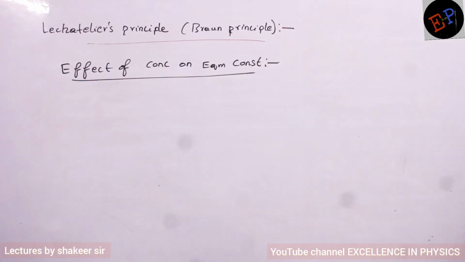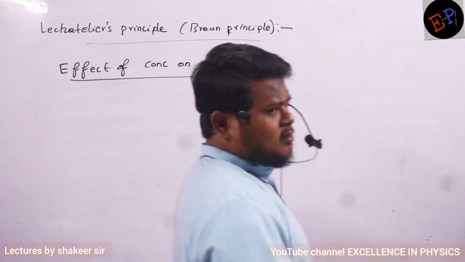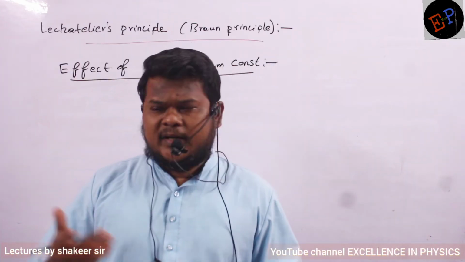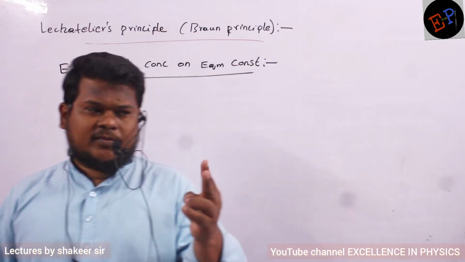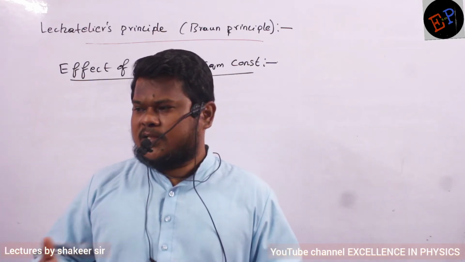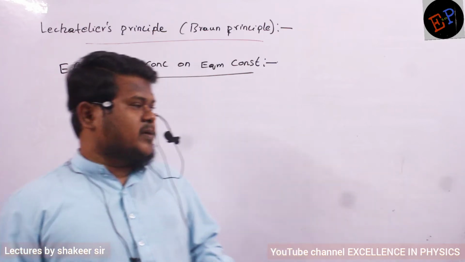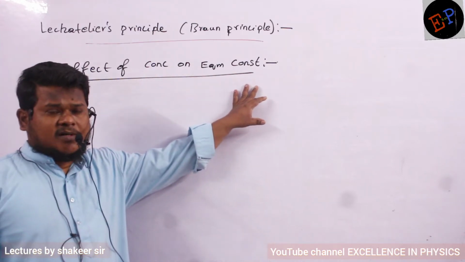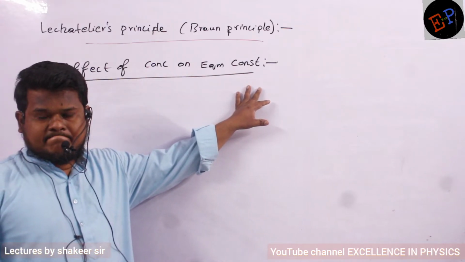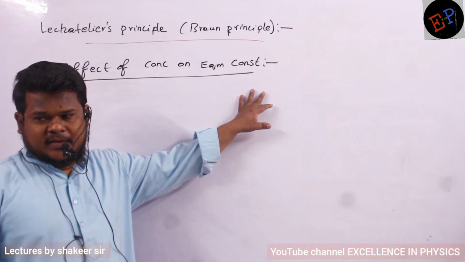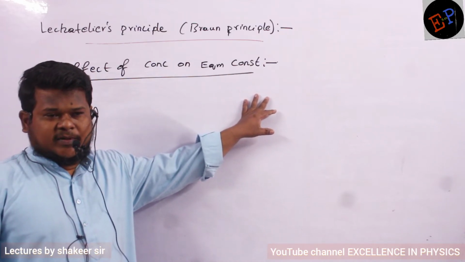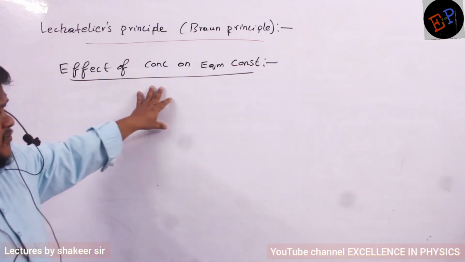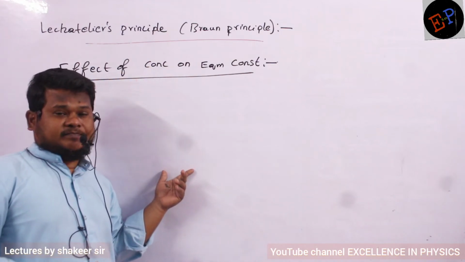Okay, so the next one is what is the effect of concentration on equilibrium constant? Equilibrium constant we have already studied. K value, K equilibrium, Kp, Kc. Two types of equilibrium constants we have studied: equilibrium with respect to molar concentration, and equilibrium with respect to partial pressures. So if concentration changes, what is the effect on the equilibrium constant? Can anybody say? We already discussed this in the previous two days, I think.